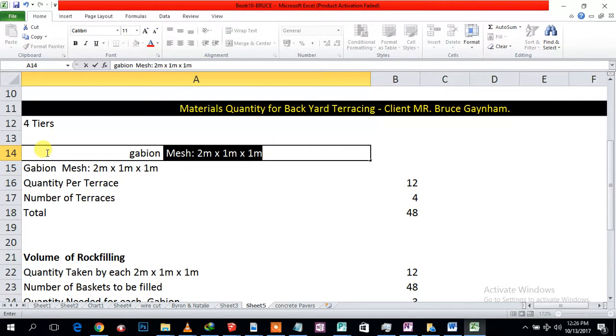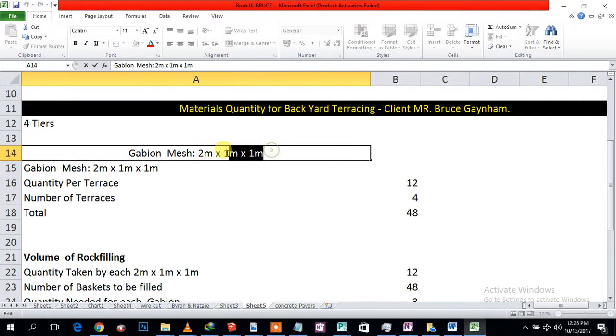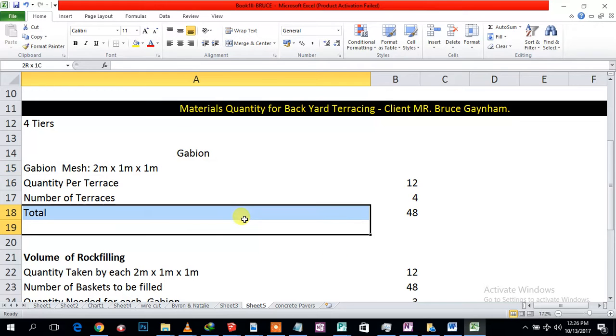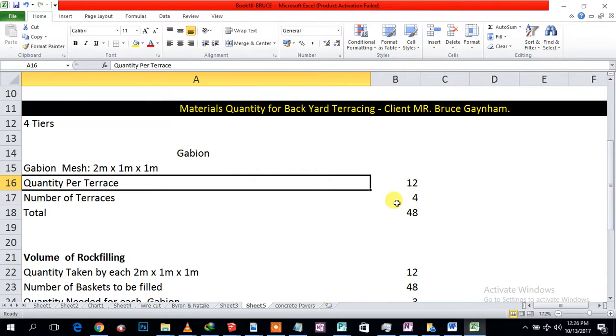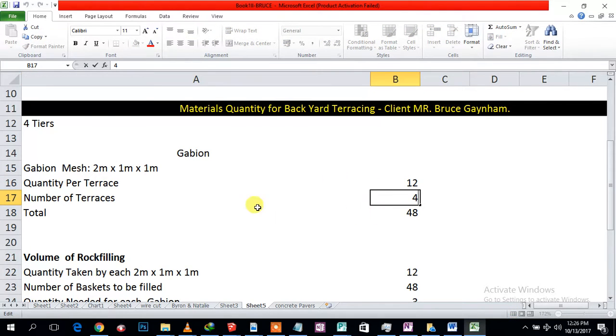To start with the gabions, I mentioned the quantity of gabions and the volume of rocks that you're going to need. We have a length of about 24 meters on average. If you're going to be using gabions with a length of 2 meters, a height of 1 meter and a width of 1 meter, we would need about 12 in a row.